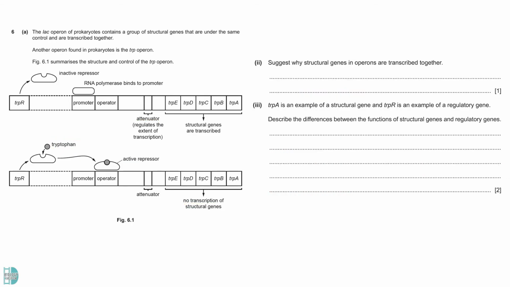2. Suggest why structural genes in operons are transcribed together. It is because they share one promoter. The enzymes or proteins or products coded by these genes work together in the same process, so they must be produced together. 3. Describe the differences between the functions of structural genes and regulatory genes.